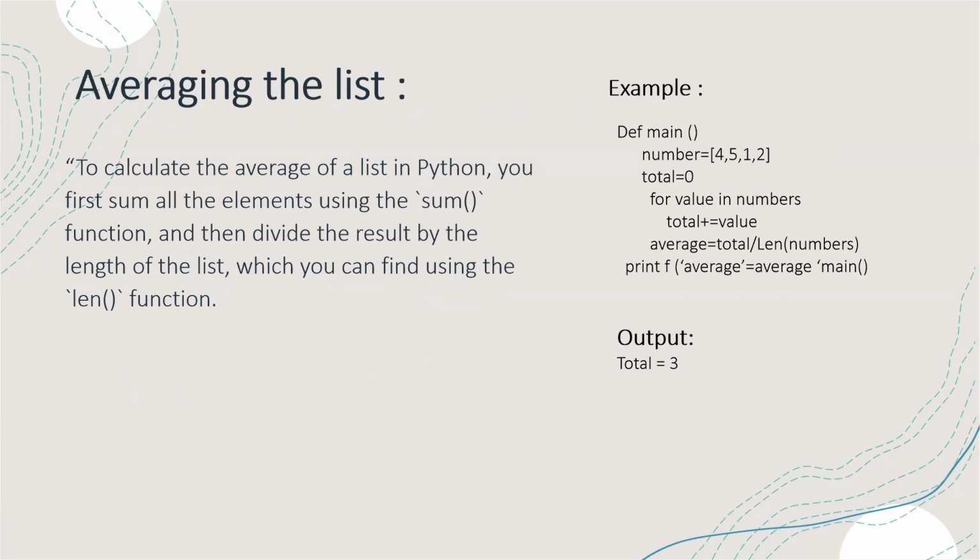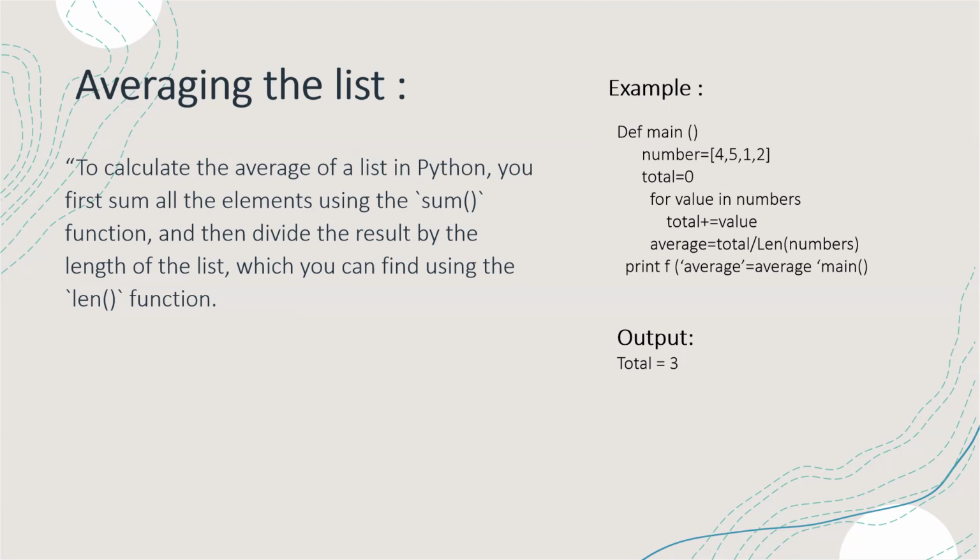Next, averaging the list. Here, to calculate the average of a list in Python, we first sum all the elements using the sum function and then divide the result by the length of the list, which you can find using the len function. Here we can say that we first need to add up all the given elements in the list and then divide by the number of elements.